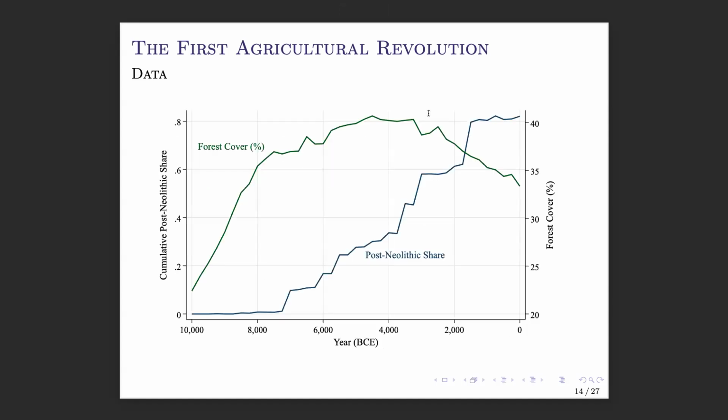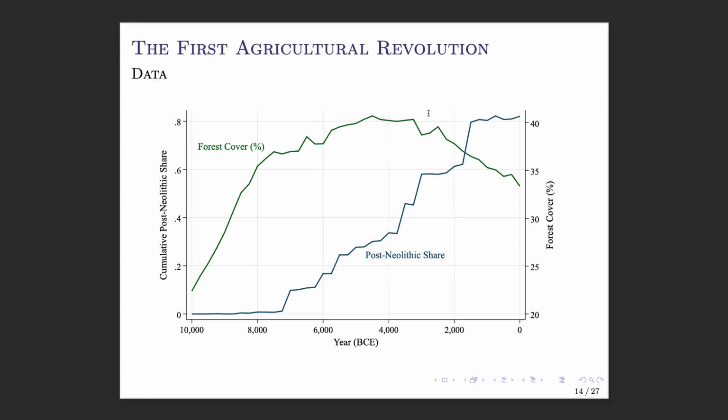To motivate the kind of analysis I'm going to do here, I'm plotting two things against the year in BCE. This is the cumulative for each of these two things: the cumulative post-Neolithic share of forest cover in green, and the share of regions that have undergone the Neolithic transition. The point I want to make with this picture is that, as I think everybody here knows, there's a lot of heterogeneity in Neolithic timing.